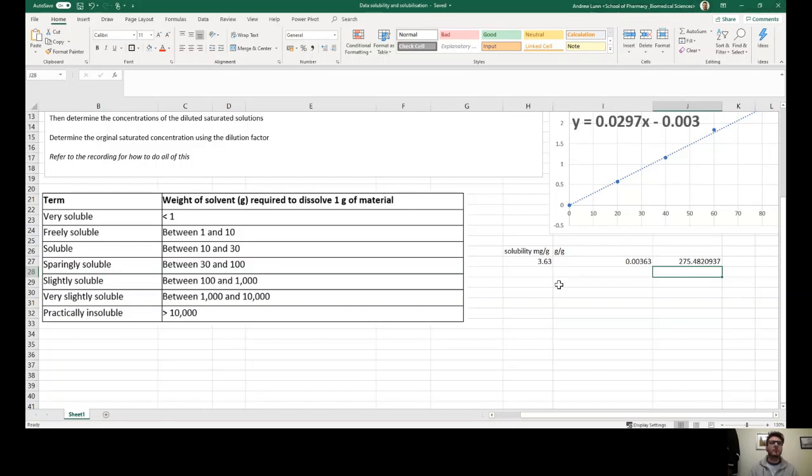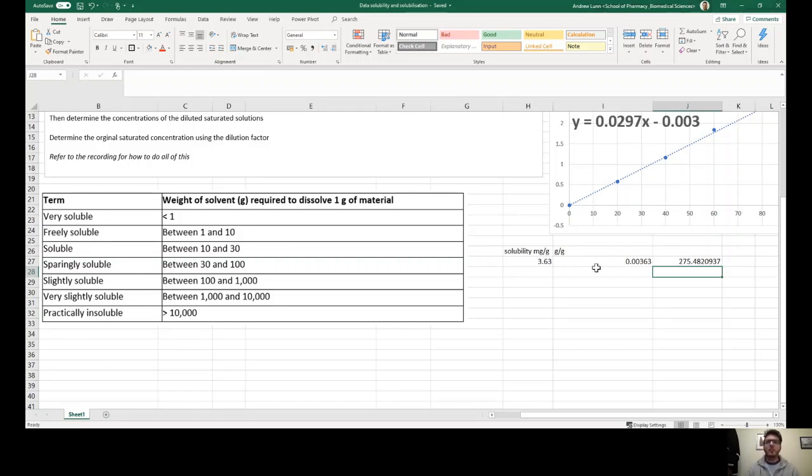The amount of grams, or in our case milliliters, if you want to say it that way, of solvent required to dissolve 1 gram of the aspirin. So to take you through that again, we had milligrams per milliliter or milligrams per gram, because they're the same thing with water, and that was 3.63 milligrams per gram. And we want to know how much solvent is required to dissolve 1 gram of material. Well, the way that I do it, sorry, not the best way, is to get this in grams per milliliter or grams per gram, which is simply done by dividing by 1,000.